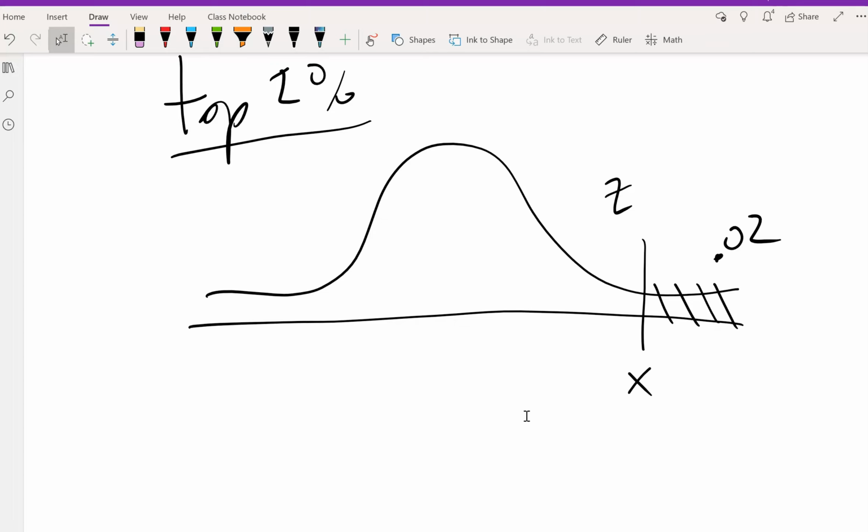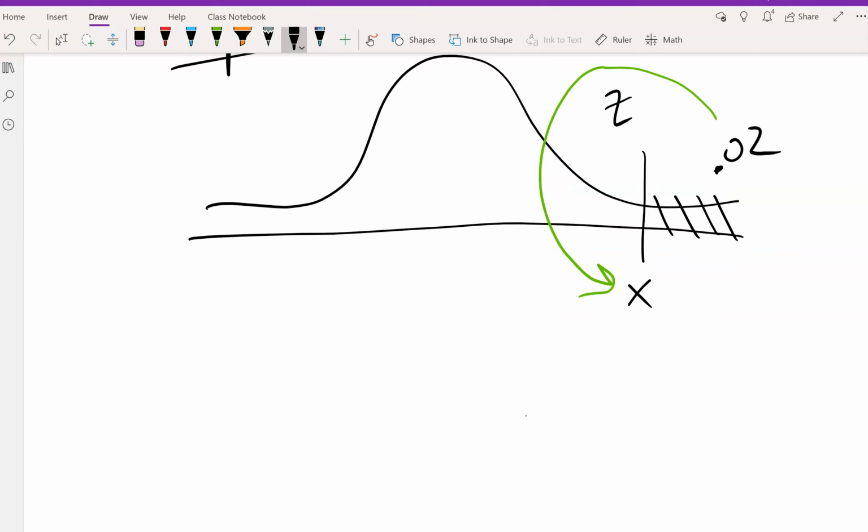Damn good question. Remember, we want X. That's the real life number. But what we're going to do is attack this question by getting Z, and then Z will get us X. So first, I'm going to try to get Z. Step 1 always is a crappy picture, just to get my bearings in the question. Step 2, I want to find Z.